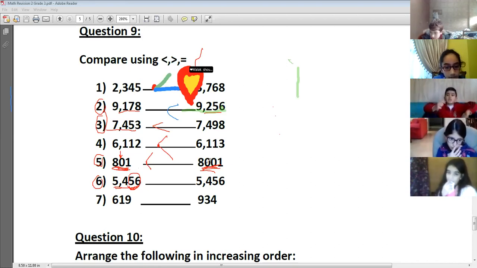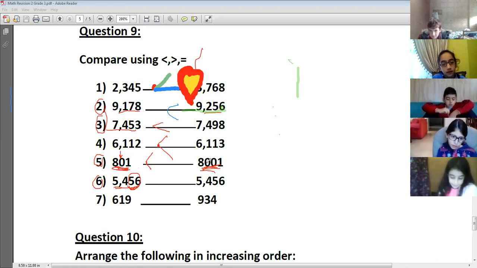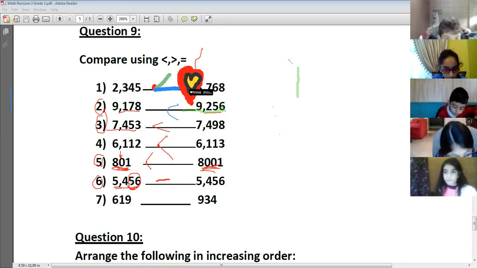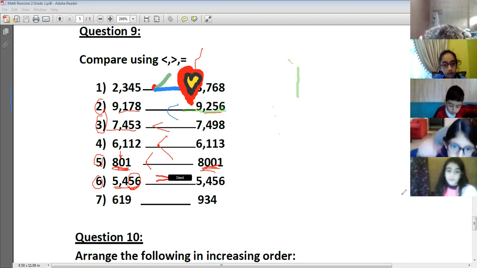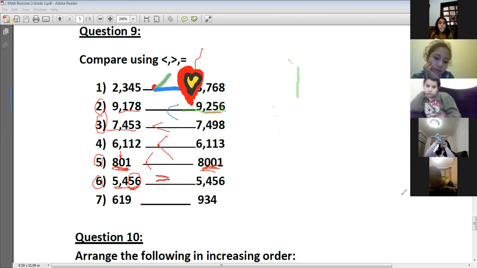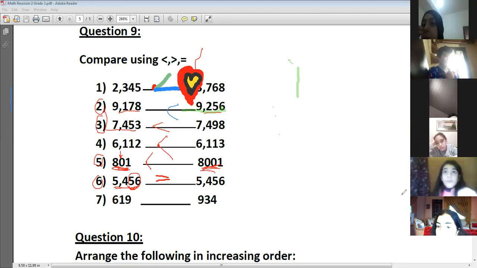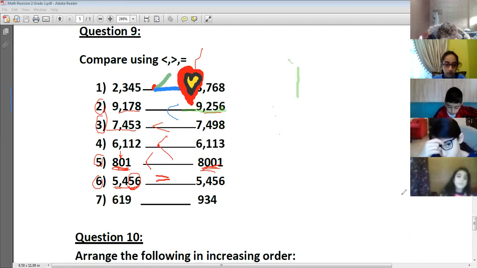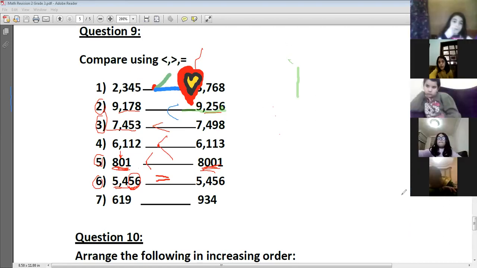56. Excellent. Can you write on the screen that? Yes. You write the sign. Equal, excellent. Yalla, Lana Farshuk. First of all, let me see. Solve number 7. Can you solve it on the screen? No. Okay, which one is smaller? The 6.